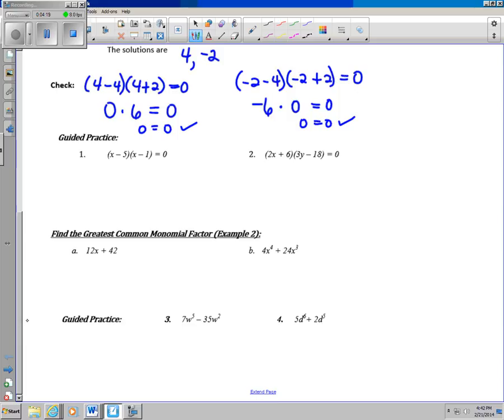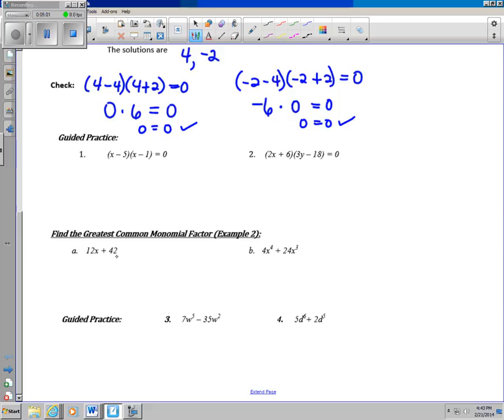To remind you, a monomial is a constant or a product of a constant and one or more variables. So we have two monomials here for a binomial: 12x plus 42. We want to look at this expression and see what those two monomials have in common. Well, 2 goes into 12 and 2 goes into 42, but 3 also goes into 12 and 3 also goes into 42.